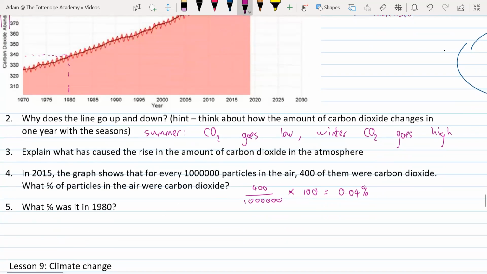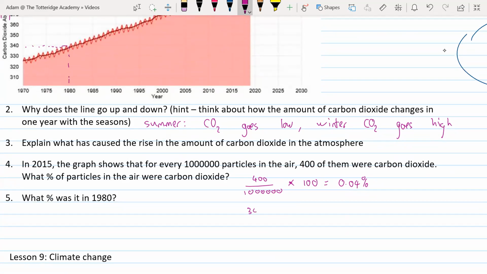In 1980, we'd need to read off the graph, and over here it's more like 340. So that will give you 340 over a million times by 100, and that gives you 0.034%. So it doesn't look like a big increase going from 0.034 to 0.04, but what we'll see next lesson is that what looks like quite a small increase makes quite a big difference.